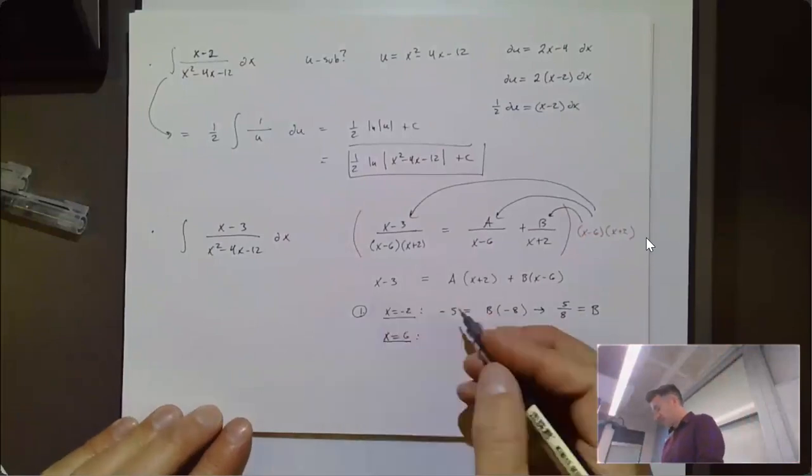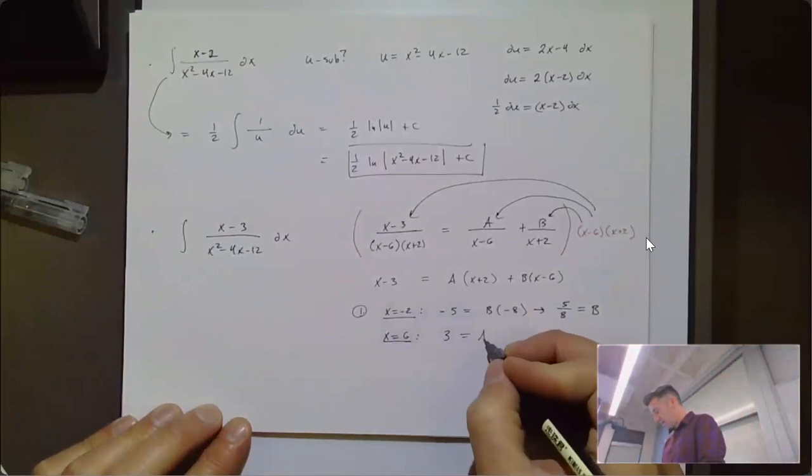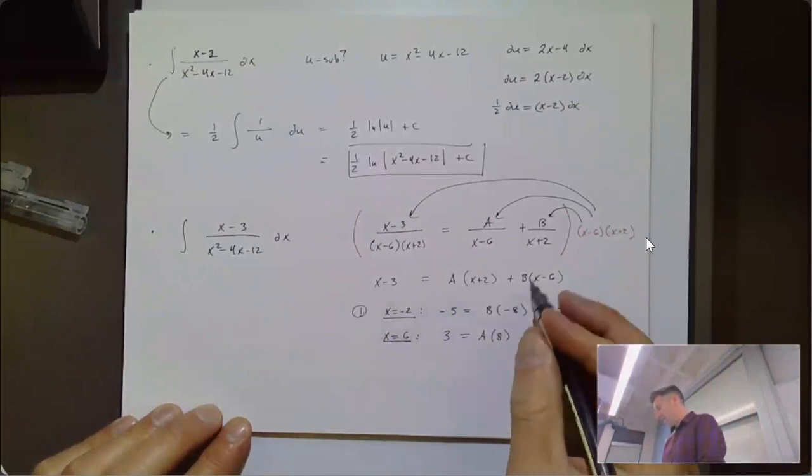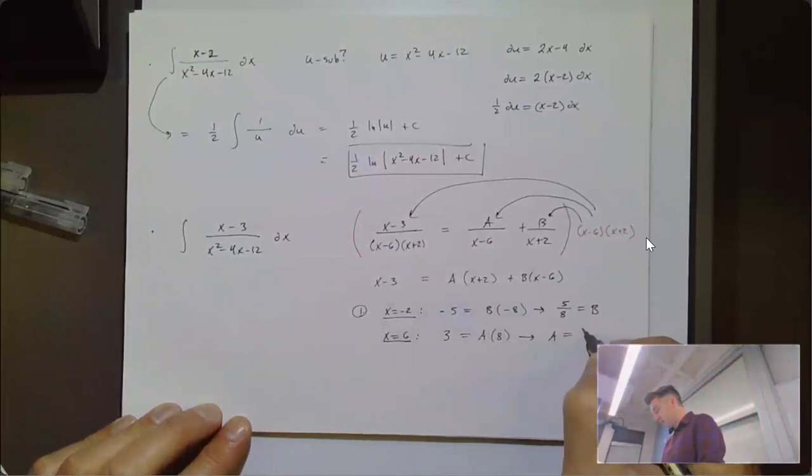So we plug in x equal to 6. 6 minus 3 is 3. A times 6 plus 2 is 8, and b times 6 minus 6 would be 0. So we're going to get a equal to 3 divided by 8.